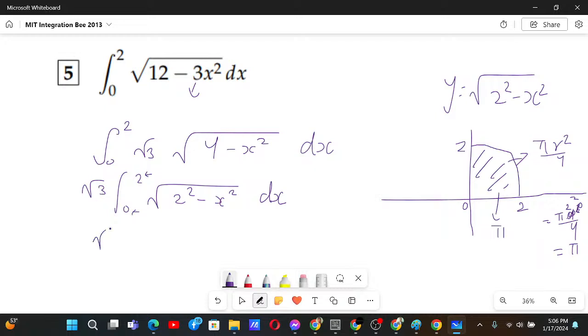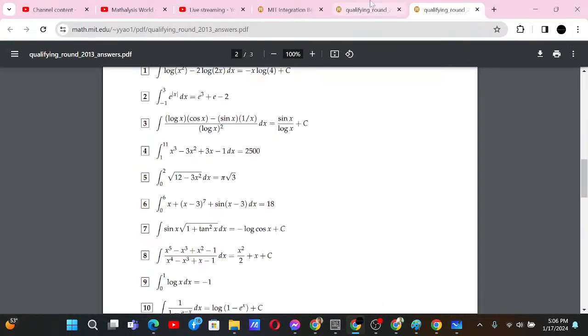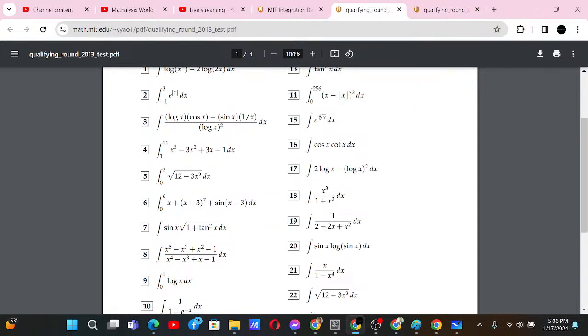So now this is root 3, and this area from 0 to 2 is pi. So the answer is root 3 pi. Now let's check. This is root 3 pi. Let's go to the next problem.